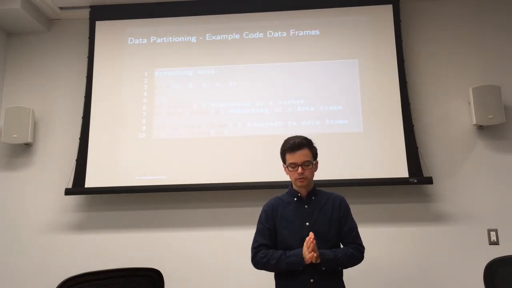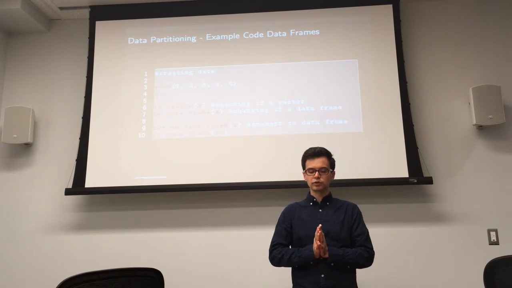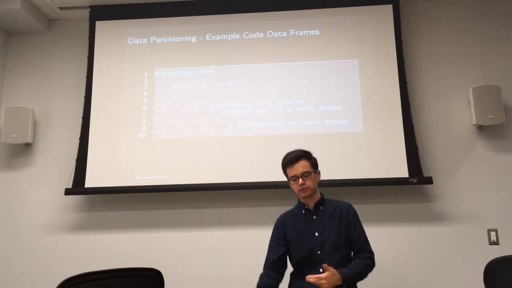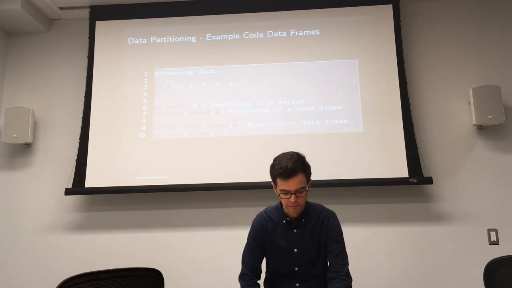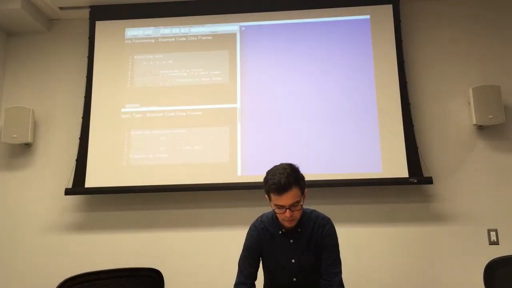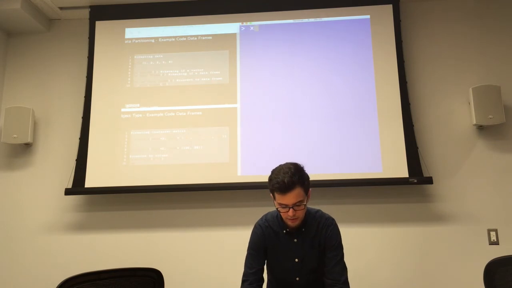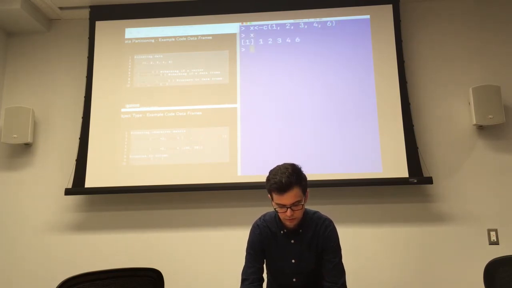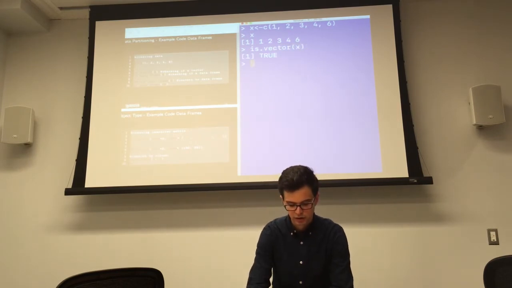So, we're going to make sure we have the right object. I'm not going to go over whether it's a vector or a data frame again, but I'm just going to make sure we have the same data as before. So x <- c(1, 2, 3, 4, 6). All right, and we can check that it's a vector. True. We saw this.